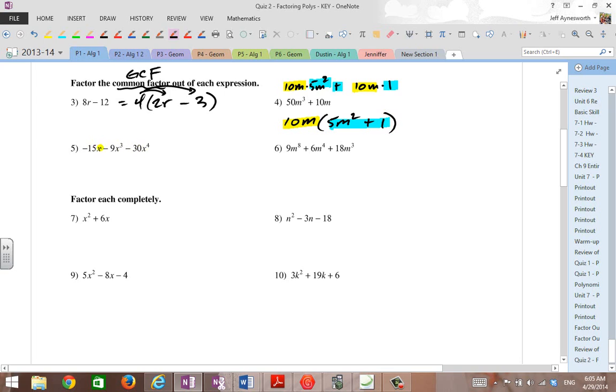On this one here, I noticed that all are negative, so I need to factor out a negative. All are divisible by 3, and all contain at least one x. See, look at that. So I factor it out. And if you know how to multiply, it's easy.